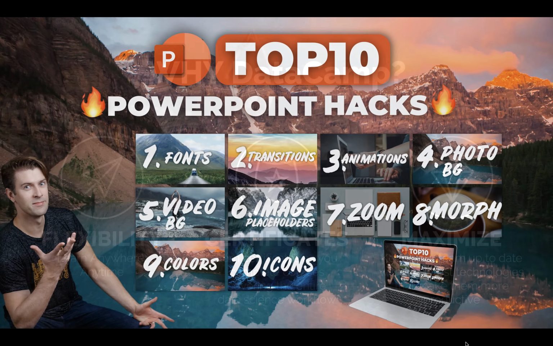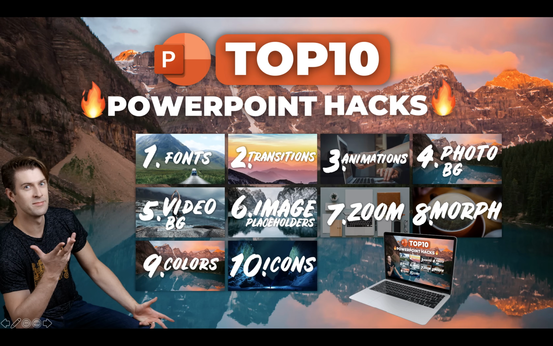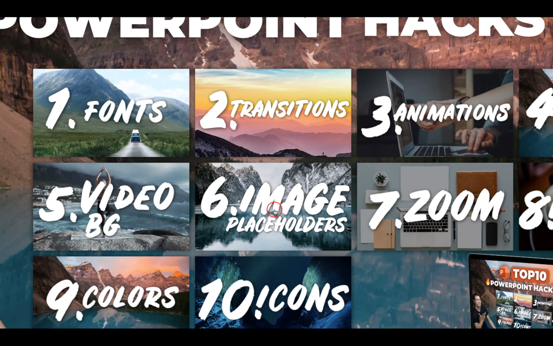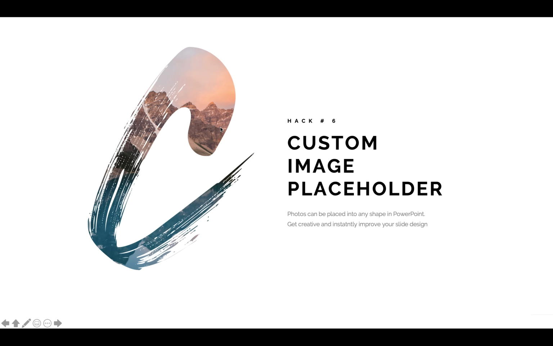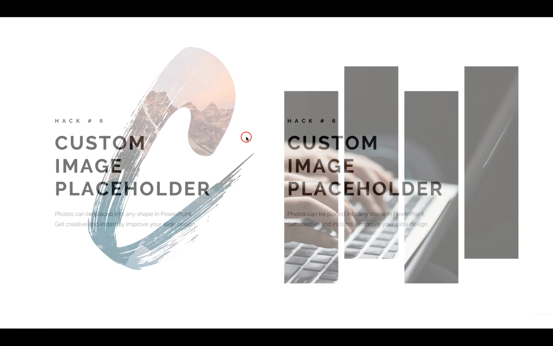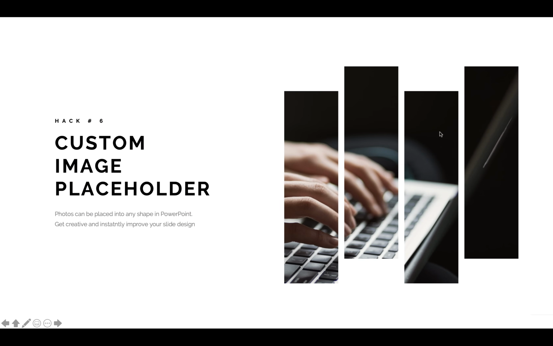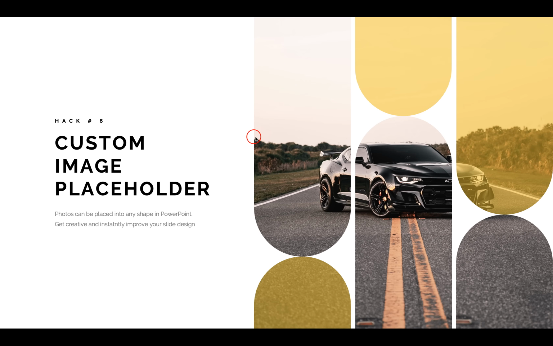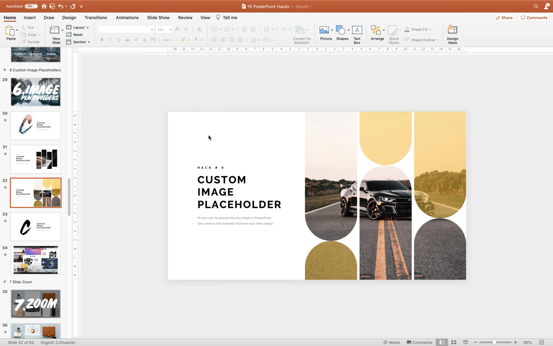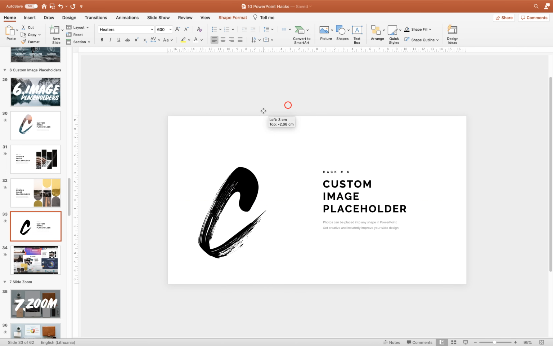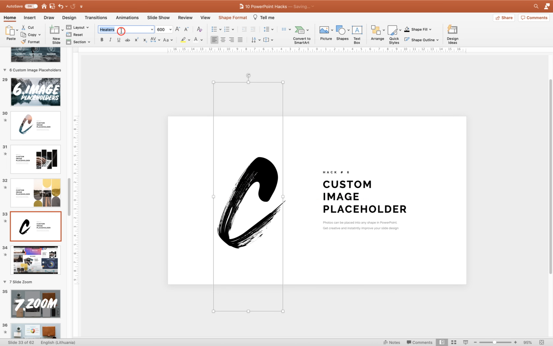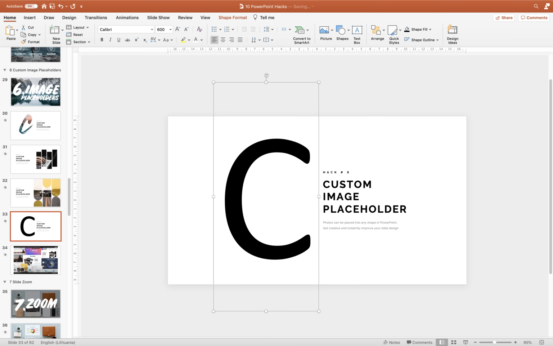Alright, ladies and gentlemen, so let's continue to tip number 6, and that is image placeholders. Your photos can be placed inside custom shapes just like this, or like this, or even into something like this. Your photos don't have to be squares or circles. You can let loose your creativity and create anything that you want. So let me show you how we can create this typography image placeholder.